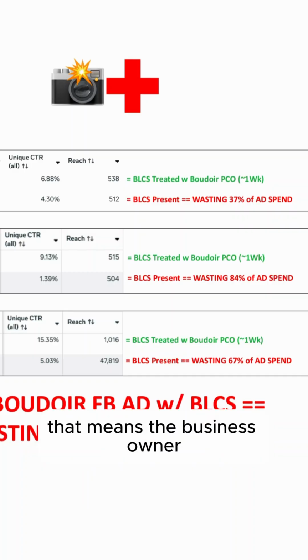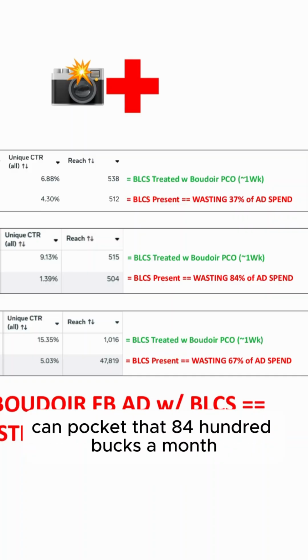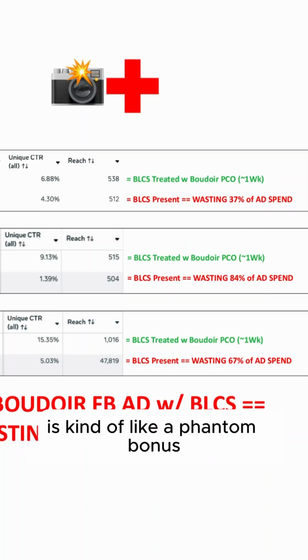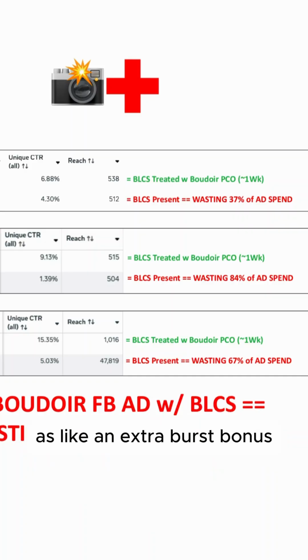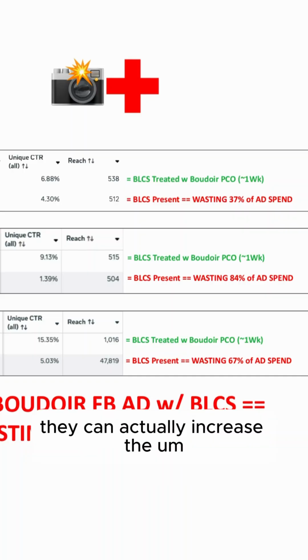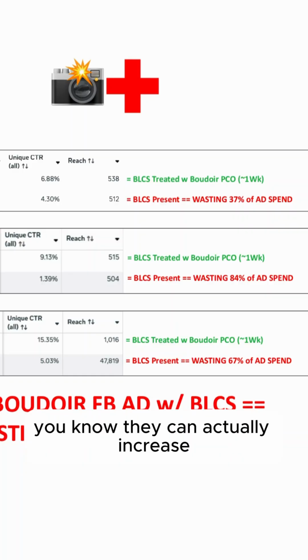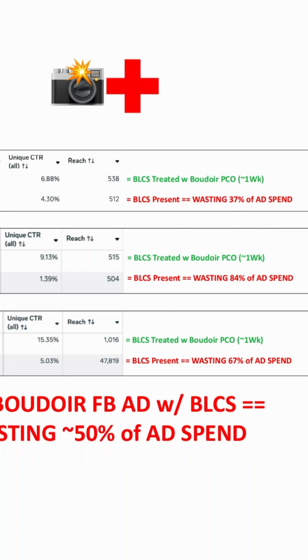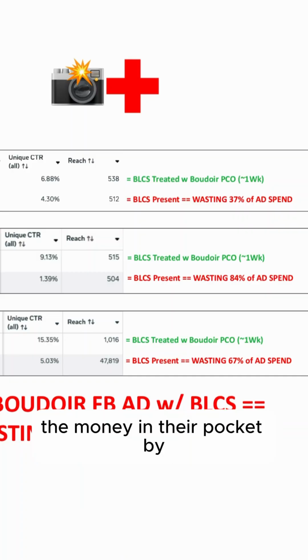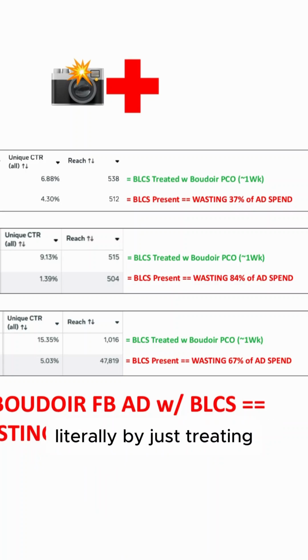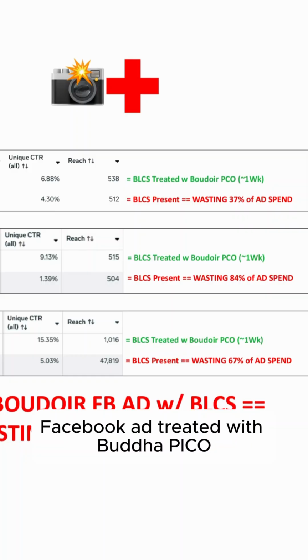And that means the business owner, the boudoir photographer, can pocket that $8,400 a month that they no longer have to spend as kind of like a phantom bonus, as like an extra burst bonus, phantom bonus. They can actually increase the money in their pocket by like 100 grand over the next year, literally by just having their boudoir Facebook ad treated with boudoir Pico.